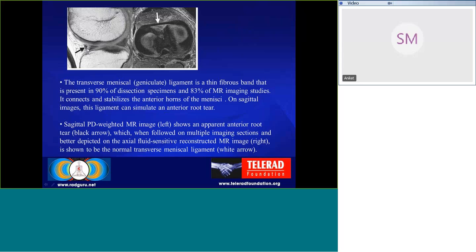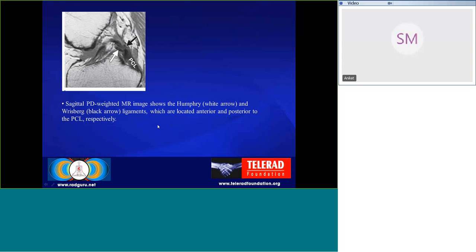So before calling a tear, we have to see the menisci both on sagittal as well as axial images. On a sagittal PD image, an apparent anterior root tear is followed through multiple imaging sections and better depicted. I mean to say that it can give a false positive appearance of a tear. So it is better to confirm on axial images the visibility of the meniscal ligament.